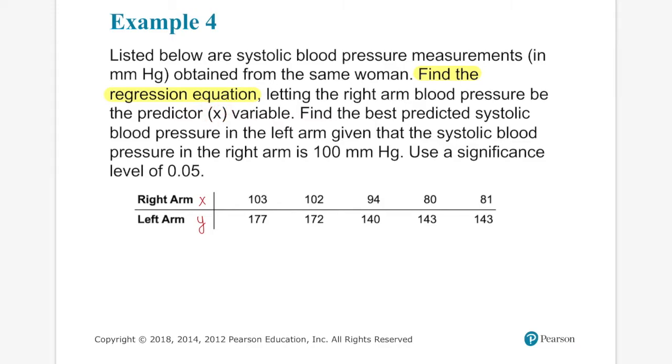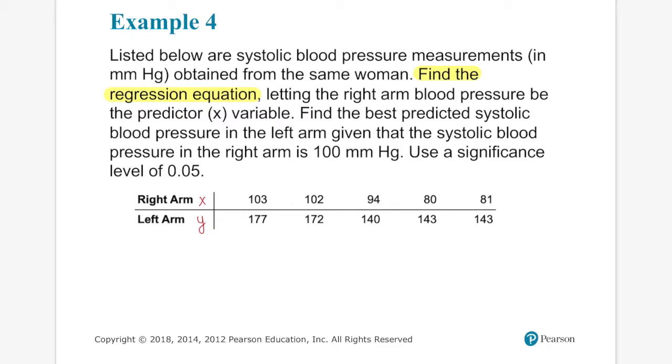However, what if they don't tell you? There's a secret way to figure out which one is x, which one is y. When you read the question, when they say find the best predicted blood pressure in the left arm, they want you to predict the blood pressure in the left arm. That means the blood pressure in the left arm is your y. Whatever you want to predict, that is going to be your y. And then the other one is going to be your x.